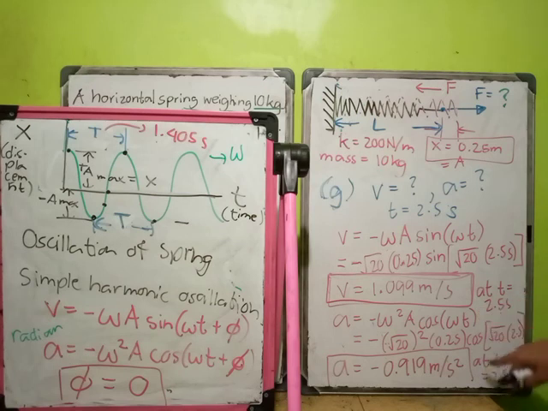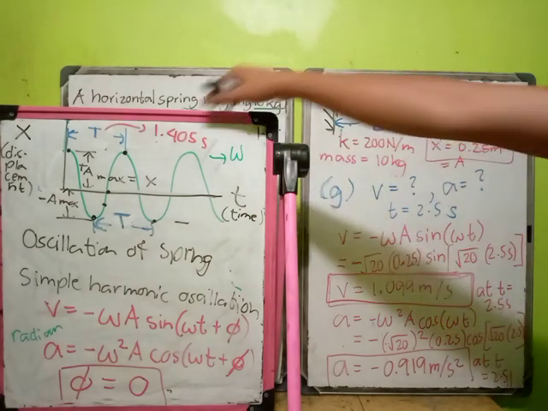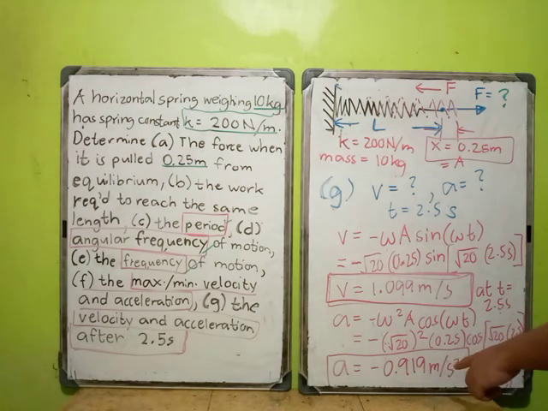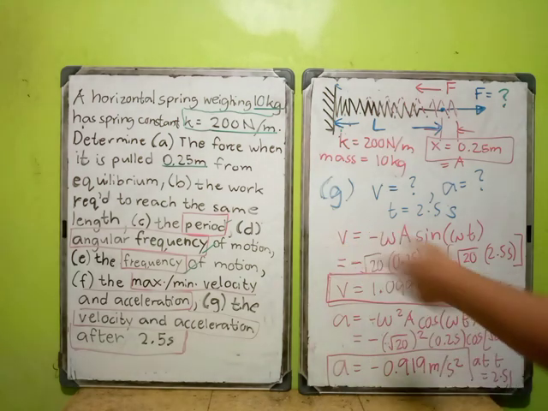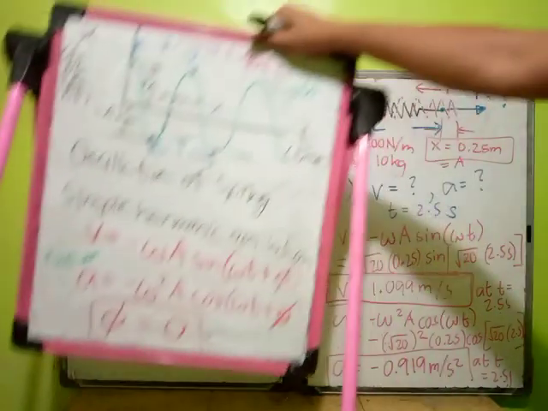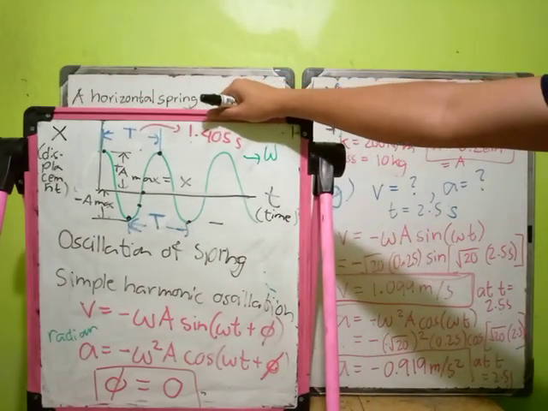1.099 meter per second at t is equal to 2.5 seconds, and a is equal to negative 0.919 meter per second squared at t is equal to 2.5 seconds. So, yan yung mga sagot natin. Okay? So, I hope may natutunan kayo from this video.